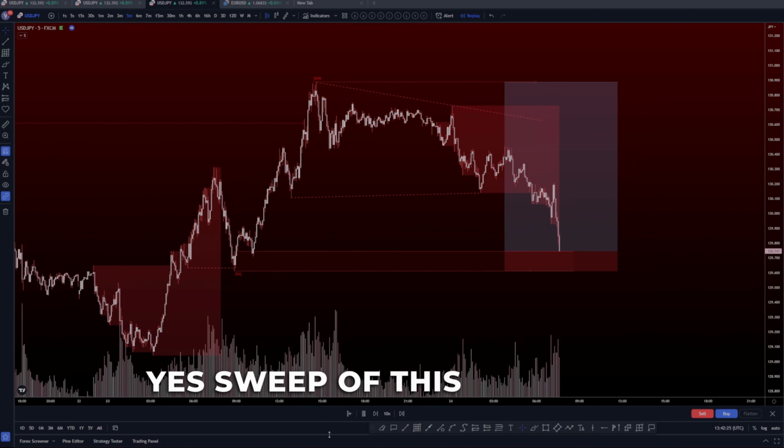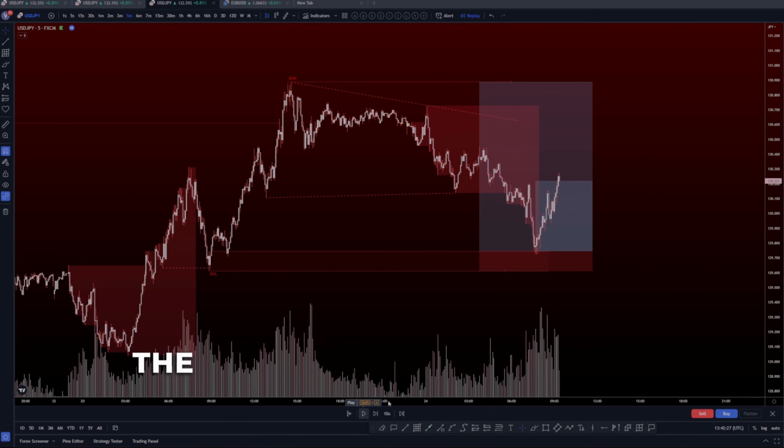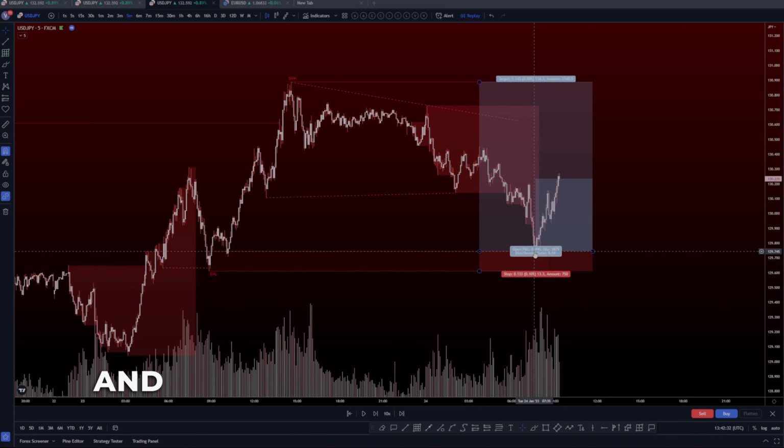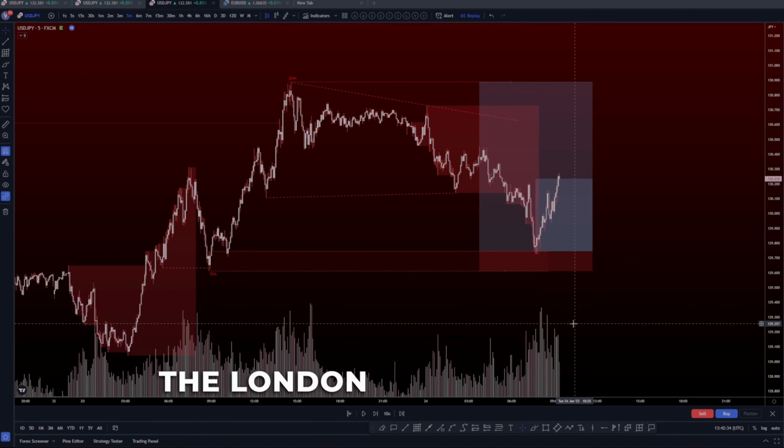Get a sweep of this liquidity. The market comes down, and notice that the volume picks up at the London Open, guys, and this actually occurs during the London Open as well.